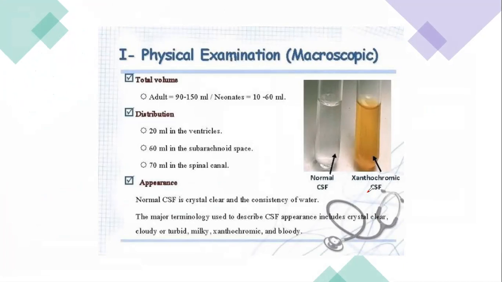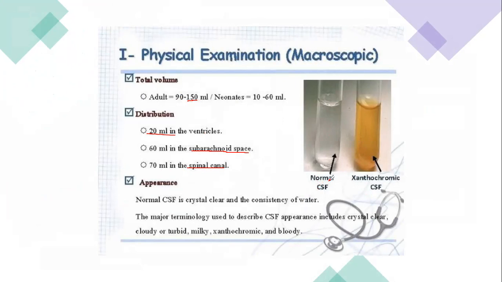Now, what is the appearance of CSF? In an adult, we have about 150 ml, okay? And this is how it is distributed: 20 ml in the ventricles, 60 ml in the subarachnoid space, and 70 ml in the spinal canal, okay? Now, normal CSF looks like this. It is crystal clear, and its consistency is like that of water, okay?